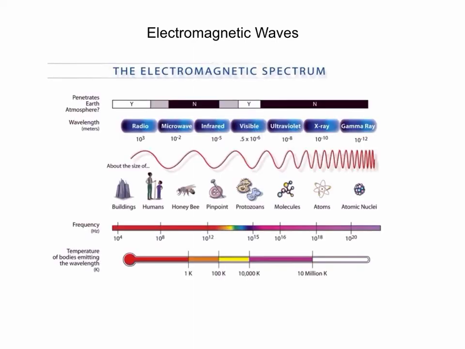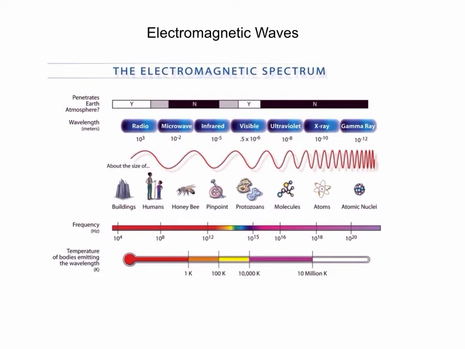Let's move away from talking about matter for a little bit and start talking about energy. Energy can be transmitted through space in the form of electromagnetic waves, and the amount of energy that these waves have determines the type of wave. Here is a picture of the electromagnetic spectrum with a list of all the different types of waves.